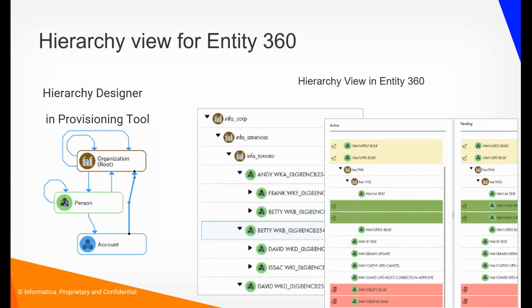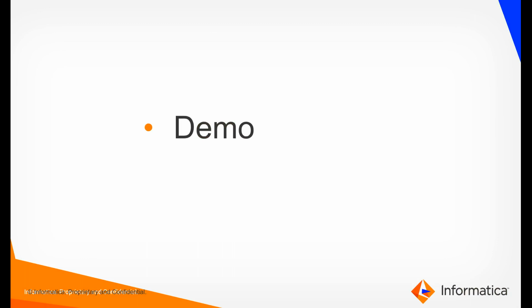So this is the hierarchy designer in the provisioning tool, where we can configure the hierarchy. And this is the hierarchy view in the Entity 360 application. When you launch the 360 application, this is how the setup will get displayed. Let me show a quick demo of that as well.